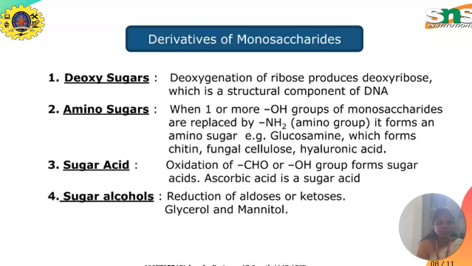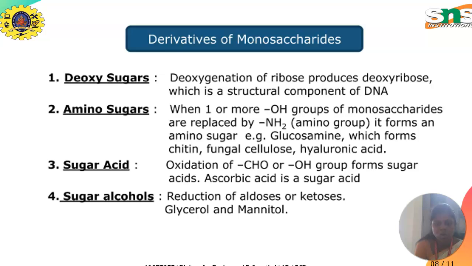The derivatives of monosaccharides are deoxy sugars, amino sugars, sugar acids and sugar alcohols. Deoxygenation of ribose produces deoxyribose, which is a structural component of DNA. When one or more OH groups of monosaccharides are replaced by an NH2 amino group, it forms an amino sugar. Example, glucosamine, which forms chitin, fungal cellulose, and hyaluronic acid.